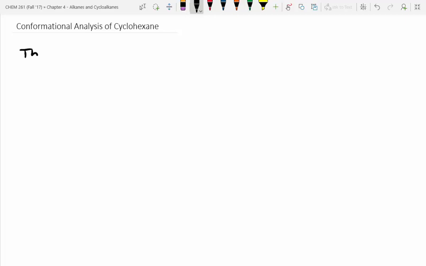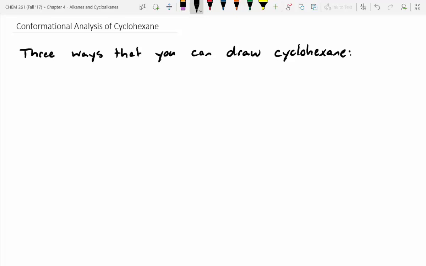There's three ways you can consider drawing it. All right, so let's take a look at the first one. This is our bond line structure for cyclohexane. This one's nice and easy, right? If we think about cyclohexane, 6 carbons in a ring system, right? Arguably the easiest way to draw it.